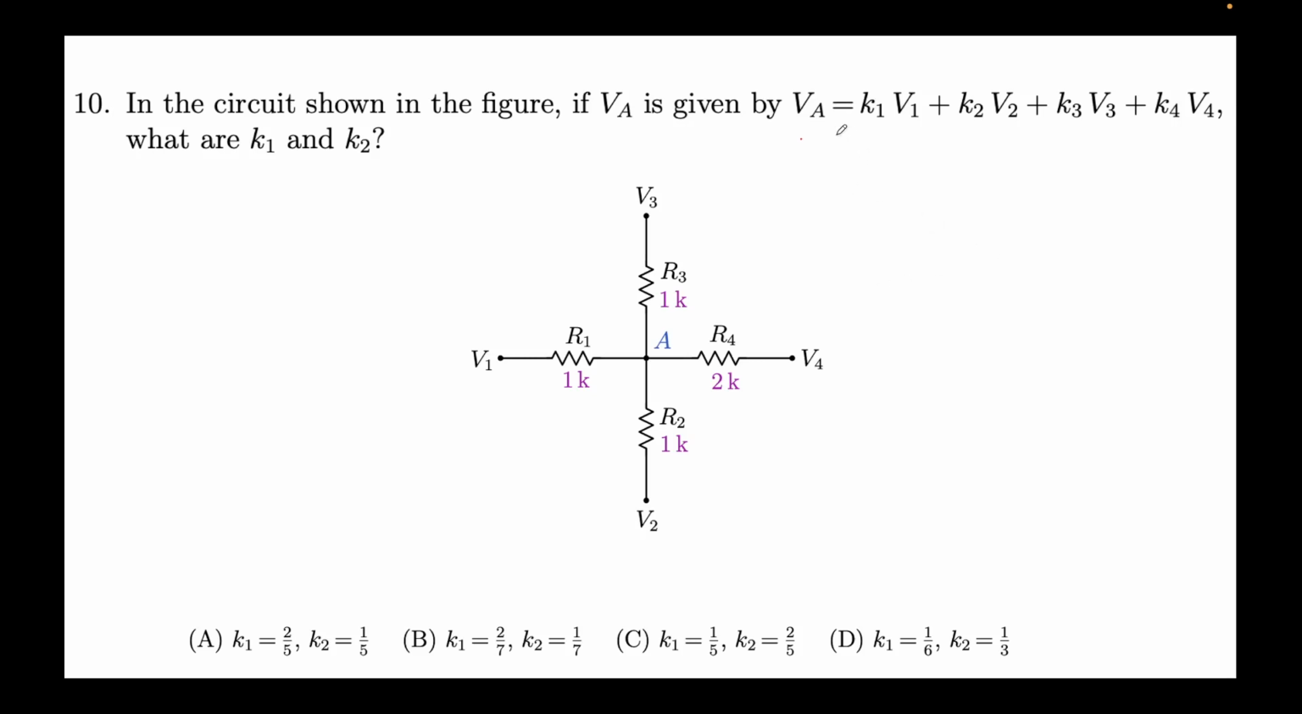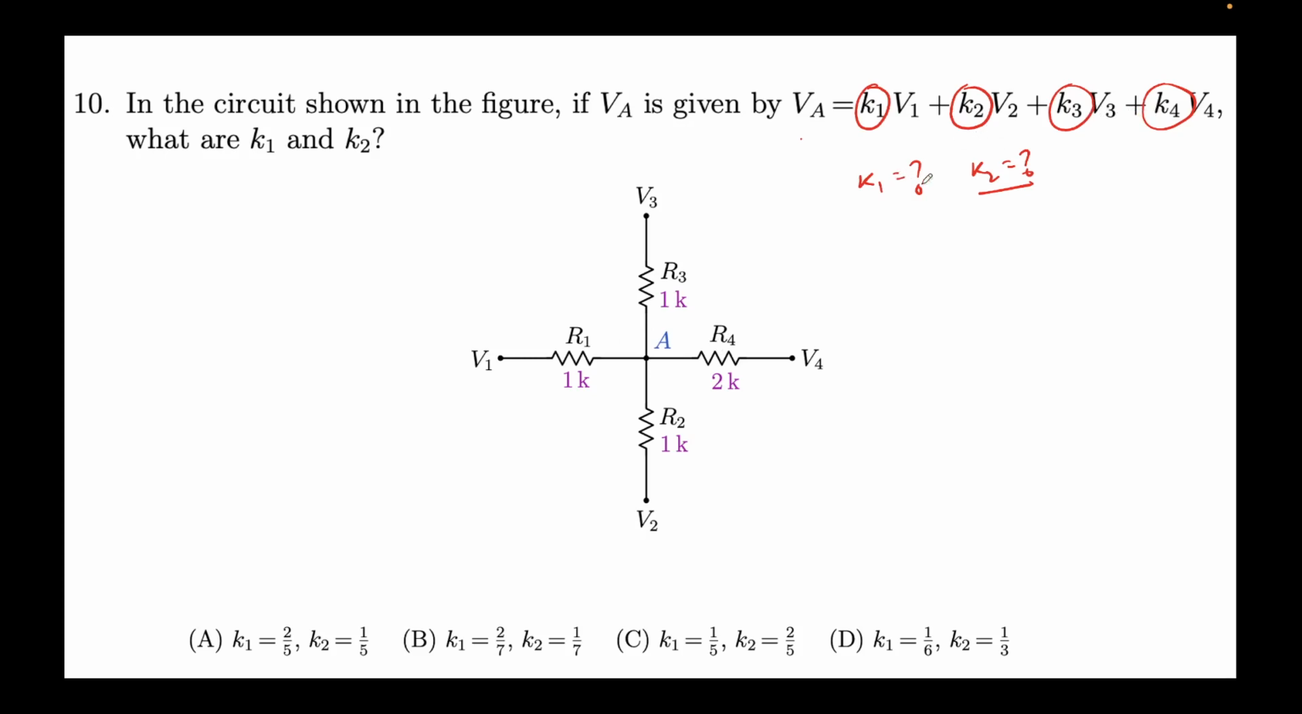Right, now we move ahead. VA is given in the problem by this long expression. V1, V2, V3, V4 are 4 node voltages, and VA sitting at the center is dependent like this. We are required to find the value of K1 and K2. This is actually what I mean by superposition. VA is dependent on V1, V2, V3 and V4, and these K1, K2, K3 and K4 are constants. These constants will depend obviously on the value of the 4 resistors that we have, but these are constants.